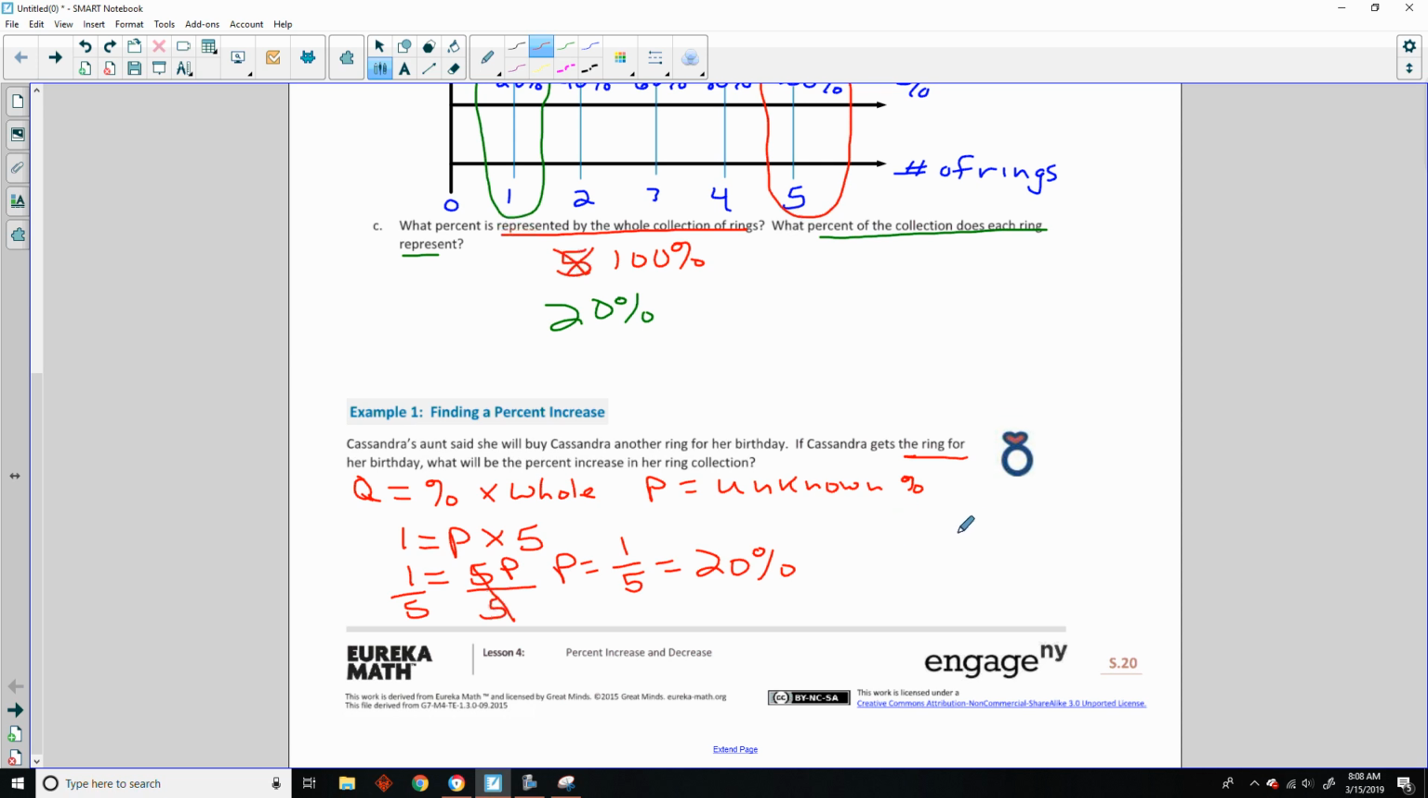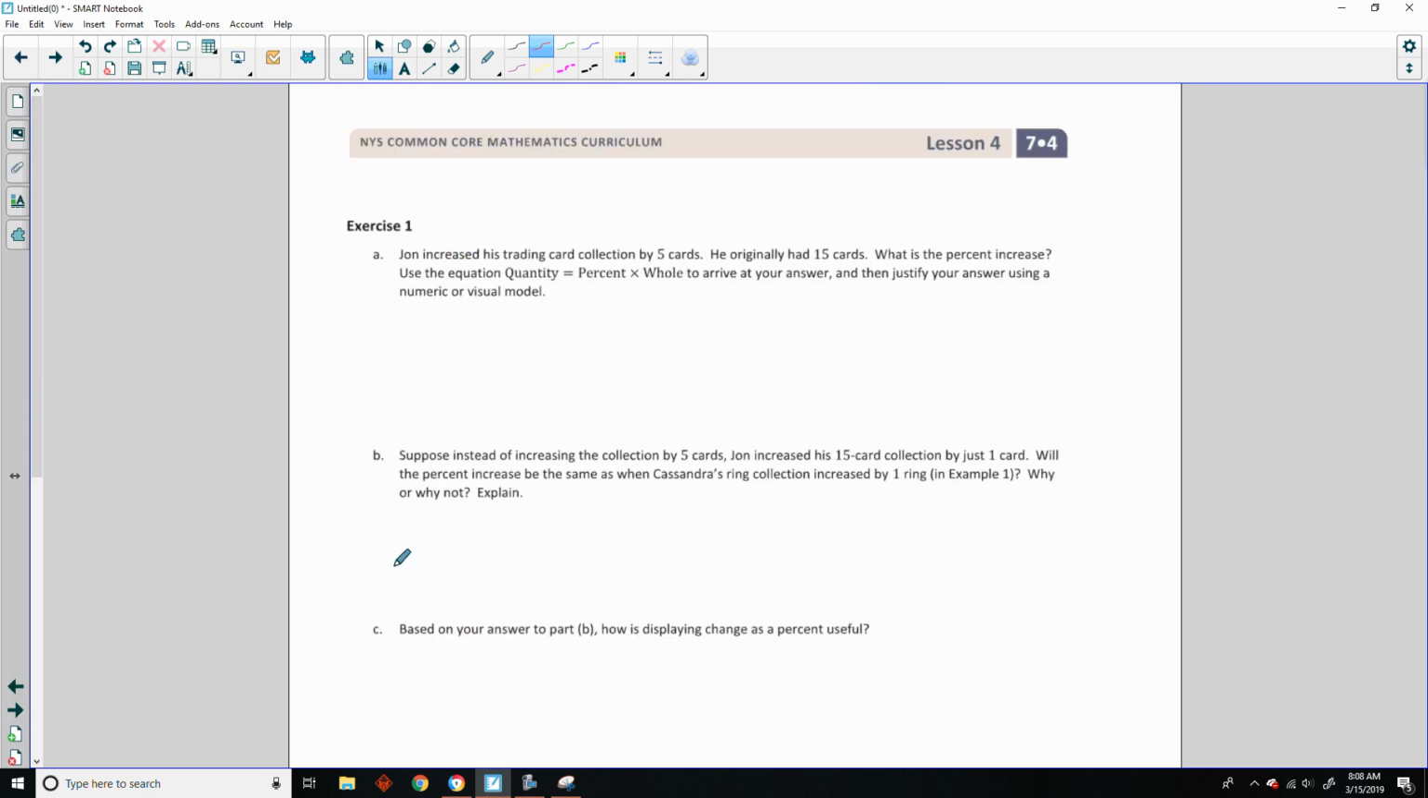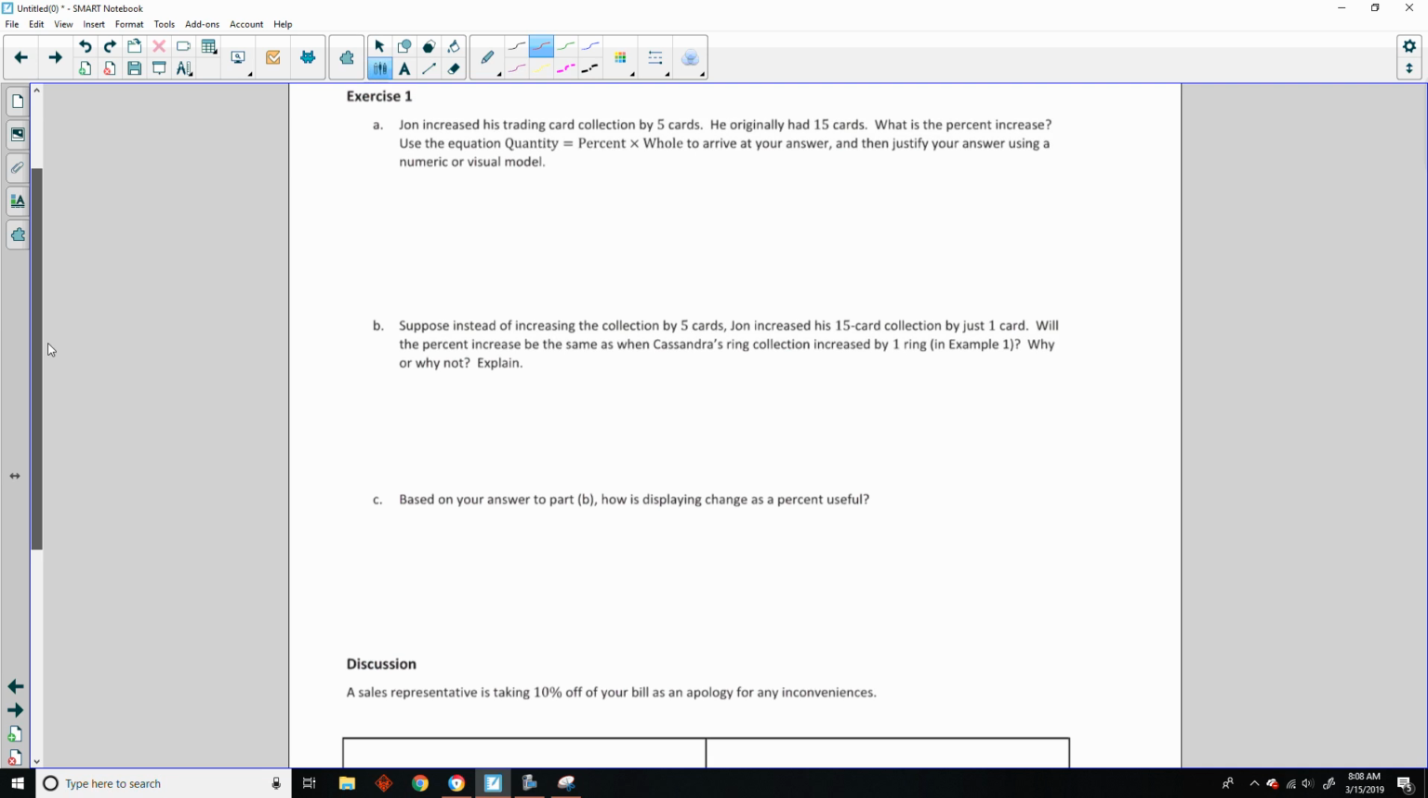Another way we could do this, I like to say part over whole equals x over 100, being percent. The part was 1, so 1 over 5 equals x over 100. And to get 5 to 100, I multiply by 20. So I'll multiply 1 by 20, and I get the same 20%. Whatever way you're comfortable with. Okay, exercise: try these 3, A, B, and C. Pause the video, and when you're done, come back and I'll show the solutions.